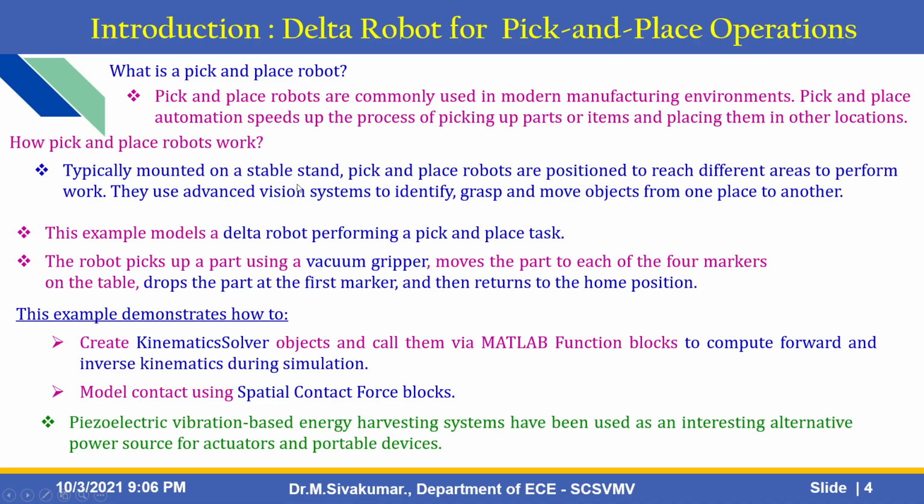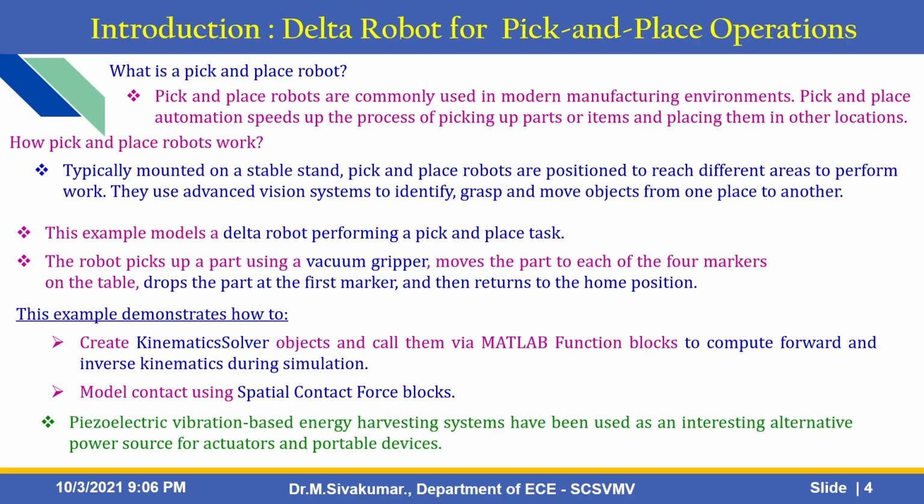Typically mounted on a stable stand, pick and place robots are positioned to reach different areas to perform work. They have advanced vision systems to identify, grasp and move objects from one place to another. This example models a Delta robot performing a pick and place task. The robot picks up a part using a vacuum gripper, moves the part to each of 4 markers on the table, drops the part at the first marker and then returns to the home position. These are the objectives of this simulation.